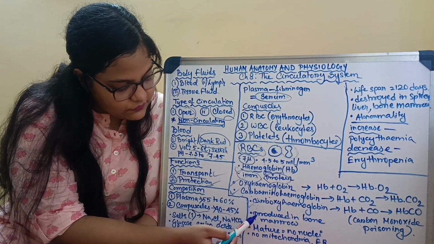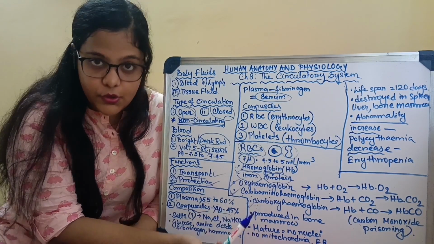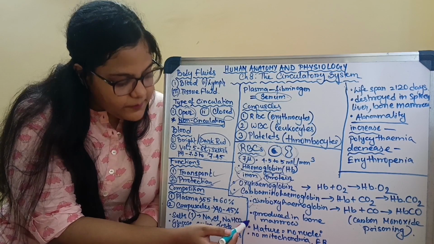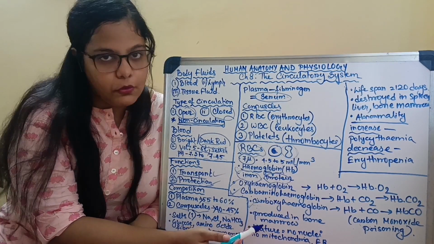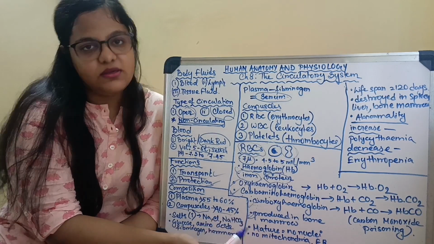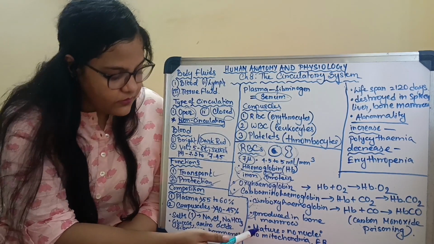Now let us proceed. Now let us know where these RBCs are produced, right? Now the RBCs, when we take birth, are produced in the bone marrow, okay? This is a very important point. It can easily come in the exam.